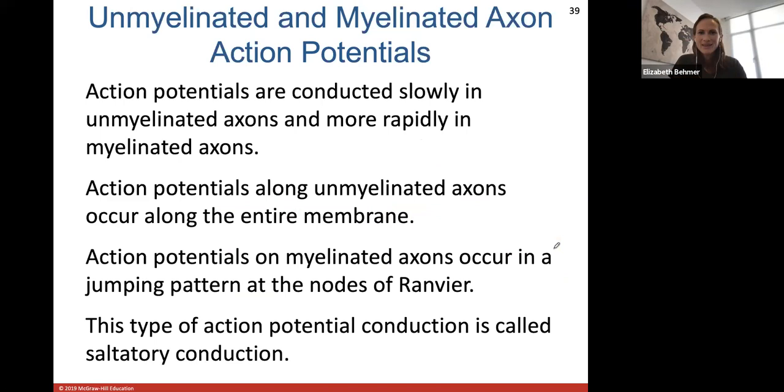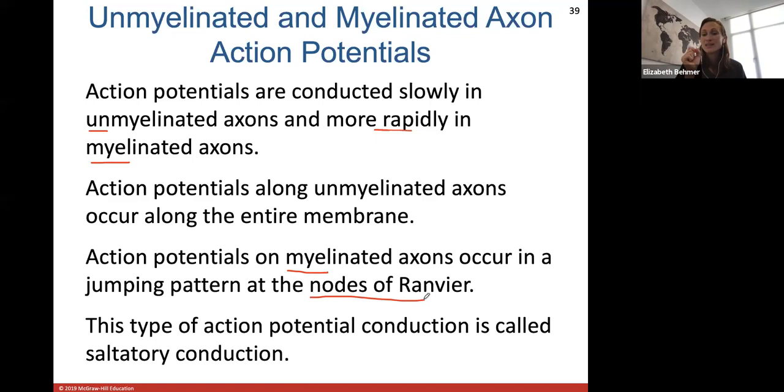Okay, so a little more about unmyelinated and myelinated axons and how myelin helps to propagate action potentials more quickly. Action potentials are conducted more slowly in unmyelinated axons and more rapidly in myelinated axons. Action potentials along unmyelinated axons occur along the entire membrane. And like what we talked about before, the action potentials in myelinated axons can kind of occur in a jumping pattern at the nodes of Ranvier, which are those spaces between myelin sheaths.